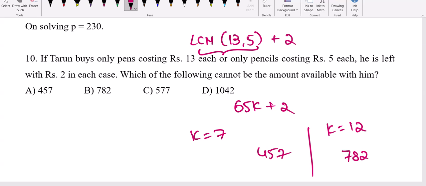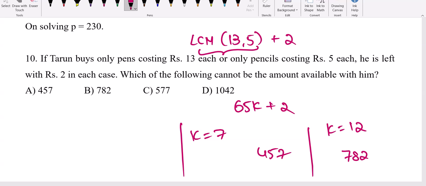The second is also correct. But they are asking what cannot be, so we have to change that variable. I kept K for that purpose. Normally 67 is the answer. That is the one: what is the least amount you need to satisfy that? But here they are asking which cannot be the amount you have.